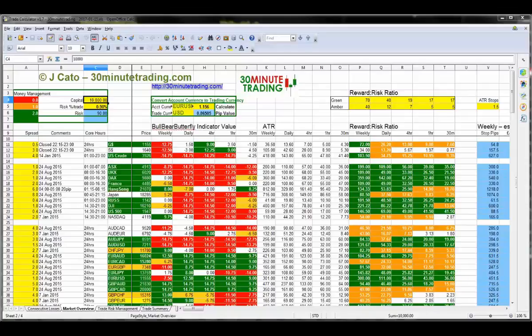The question is, how do you decide which assets to trade? Of course you can trade anything you like really, but let's look at it from a financial point of view. What's going to give you the best reward for what you're risking? So let's just start with that thought.